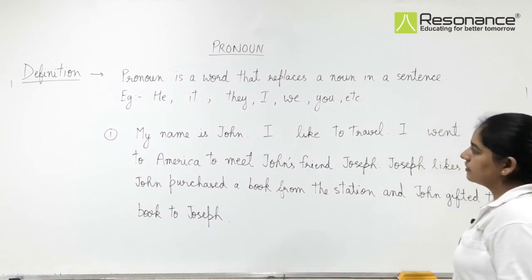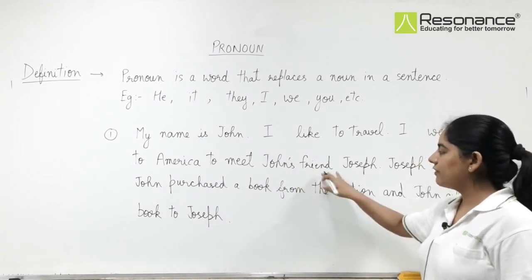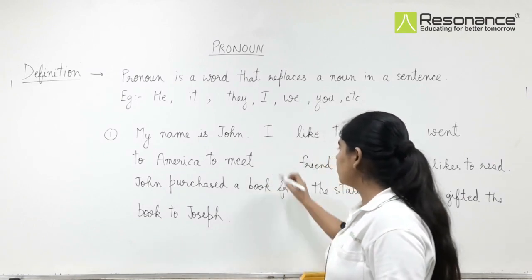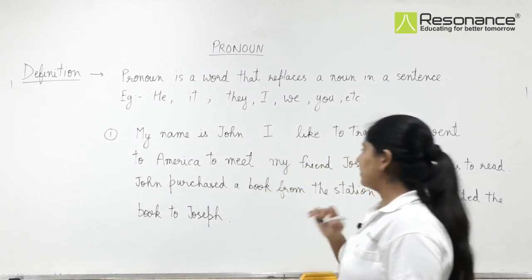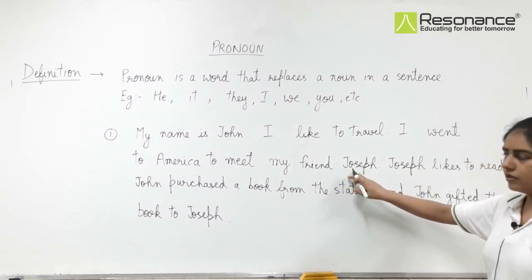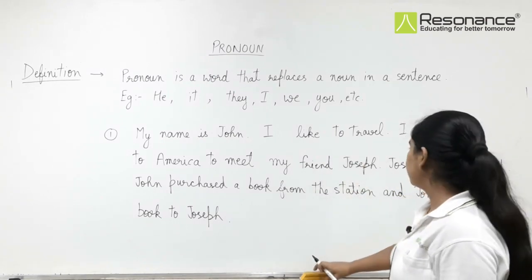Then again we will remove this. I went to America to meet John's friend. Now who is John? I am John, so I will write a possessive word over here, to meet my friend. Fine. What is the name of my friend? Joseph. So I went to America to meet my friend Joseph.